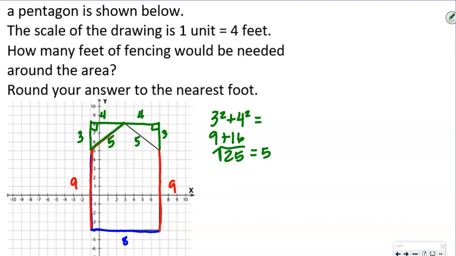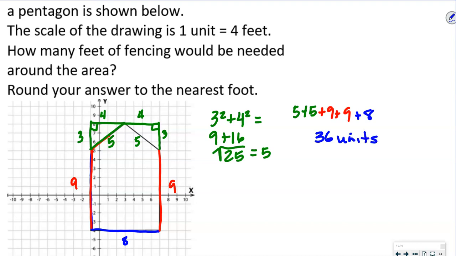To find the perimeter, we're going to add all those together. So 5 plus 5 plus 9 plus 9 plus our 8, okay? Obviously that's 10 plus 18 plus 8. Wait, 10 plus 18 is 28, plus 8 is 36, right? So we are at 36 units.